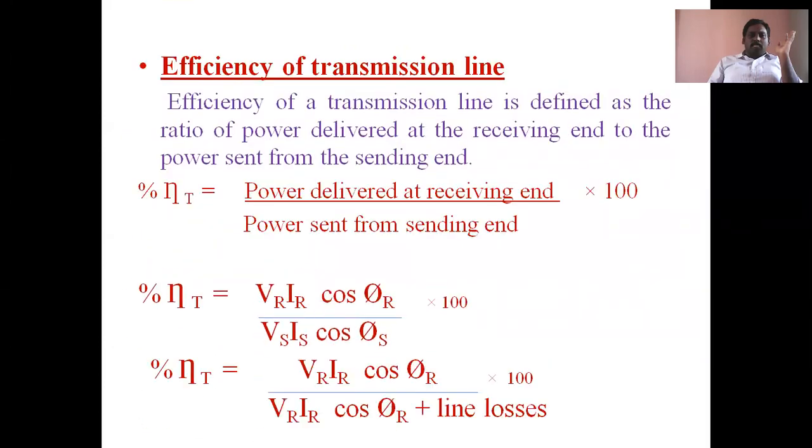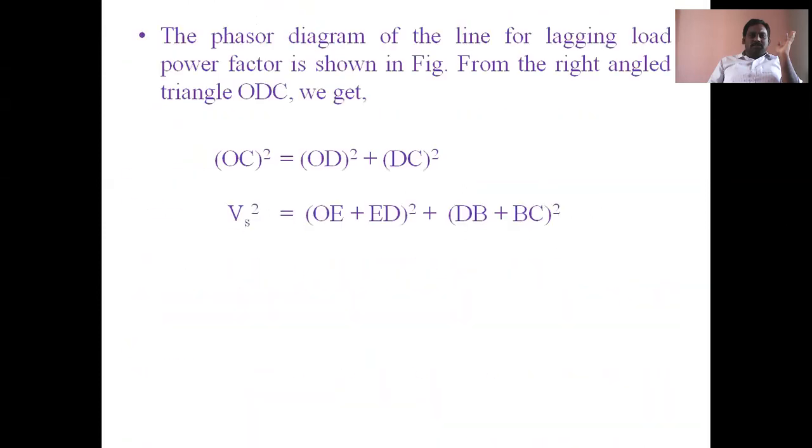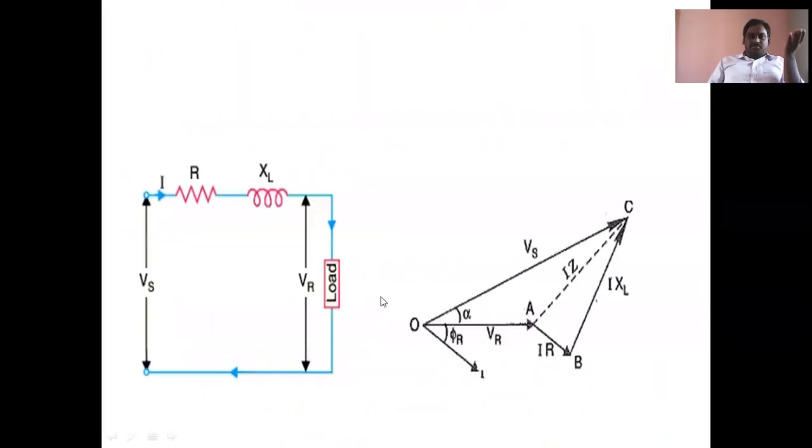See here. OC square is equal to OD square plus DC square. Vs square is equal to OE plus ED whole square. OD can be resolved into two vector components, DC can be resolved into two vector components. And OE is nothing but, there is no E, it is represented with the E. So then VR plus IR.